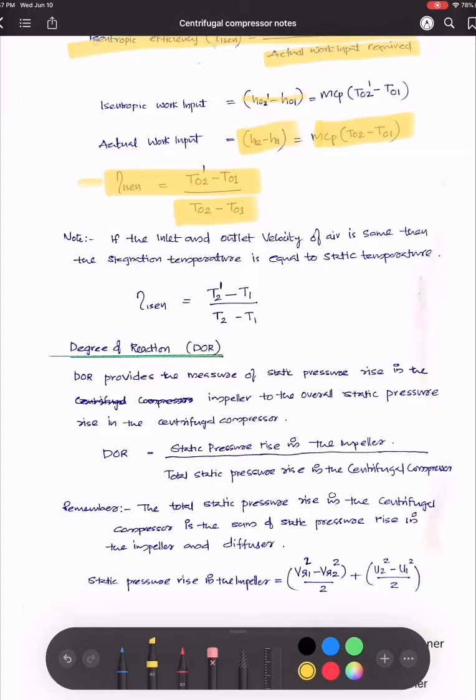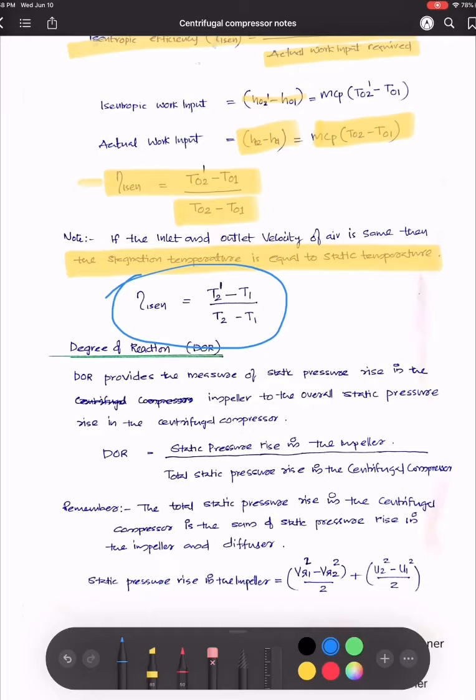Clear? So if the inlet and outlet velocity of the air is same, then the stagnation temperature will be equal to static temperature. I've already explained that before in the previous class, how it becomes equal. So finally, if the velocities are equal, we can write the isentropic efficiency equation to be like this: (T2 dash minus T1) by (T2 minus T1).